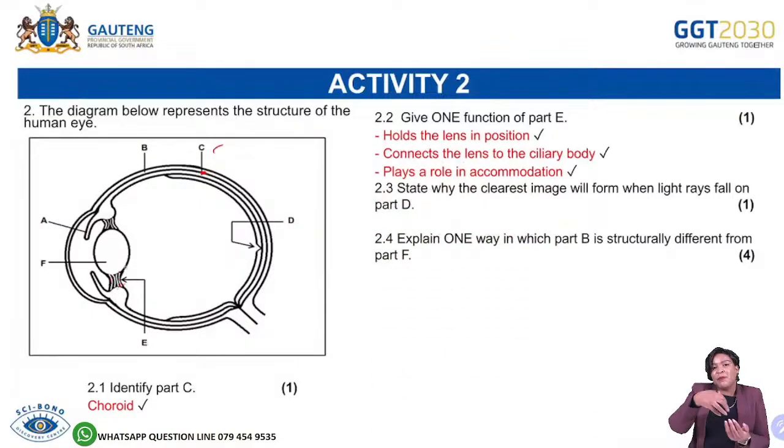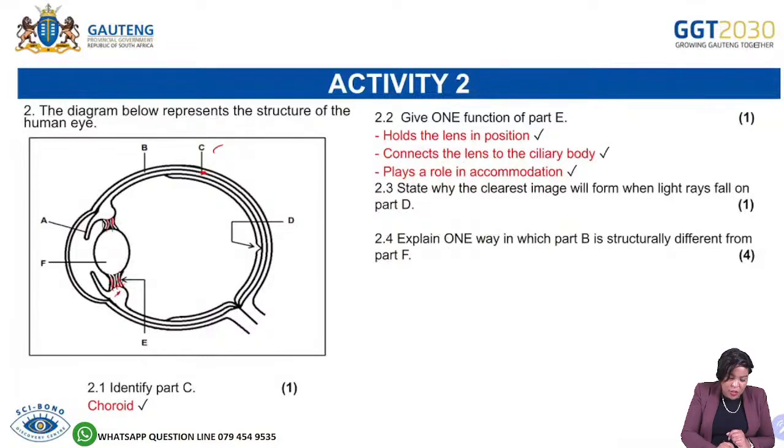Your ligaments, suspensory ligaments. So what are the functions of the suspensory ligaments? They hold the lens in position. So if you can see here on the diagram where I'm drawing in red, without these ligaments, the lens will be moving around. We will not know where the position of the lens is going to be. So their function there, they are placed in such a way that they are able to hold the lens in position. And also, they connect this lens, the part of the eye that is the lens, to the ciliary body.